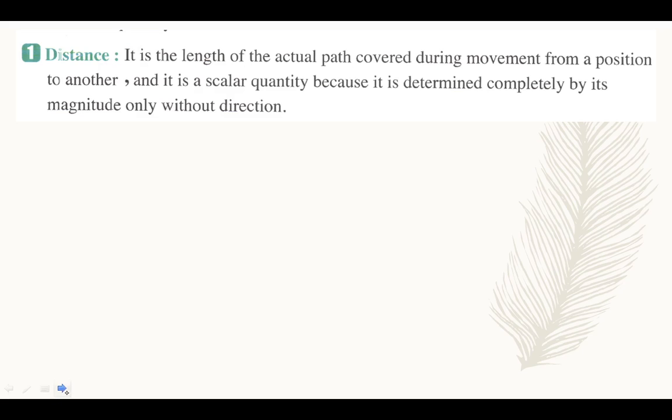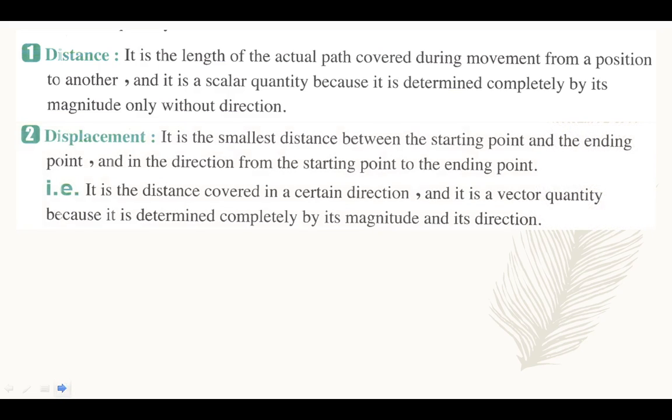And what about the displacement? The displacement is the smallest distance between the starting point and the ending point, and in the direction from the starting point to the ending point. That is to say that it is the distance covered in a certain direction, and it is a vector quantity because it is determined completely by its magnitude and its direction.